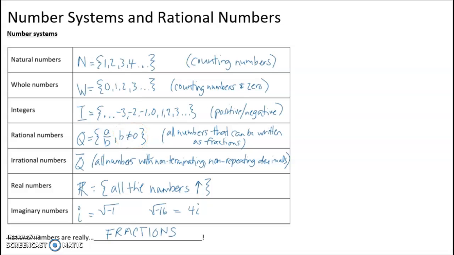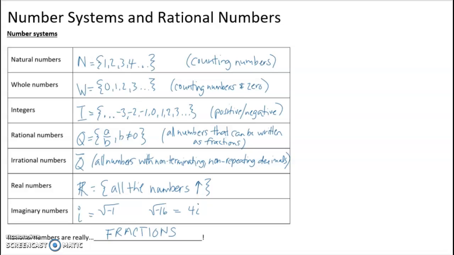And then we have irrational numbers. It looks the same, it has the Q, only it has the little line up above. It's all numbers with non-terminating and non-repeating decimals, so not like a repeating decimal, which would be like 0.33333333. Then we have real numbers, represented by what looks like an R with an extra stick, and it's all the numbers. So all real numbers.